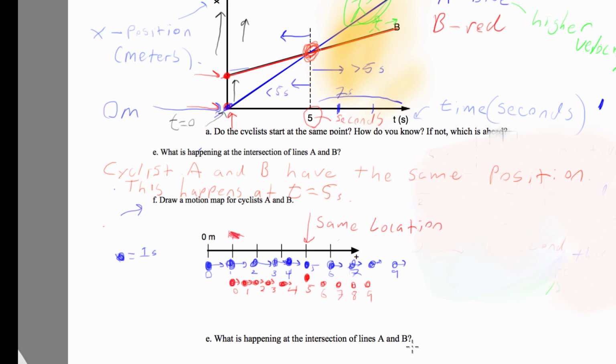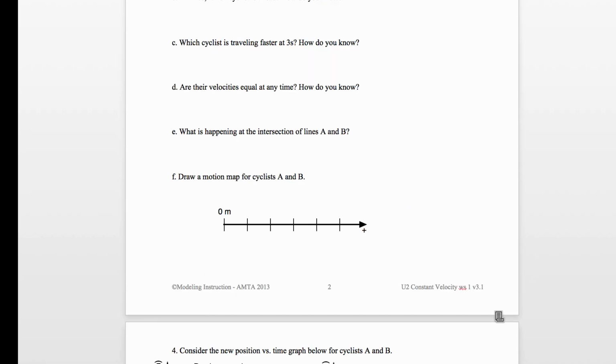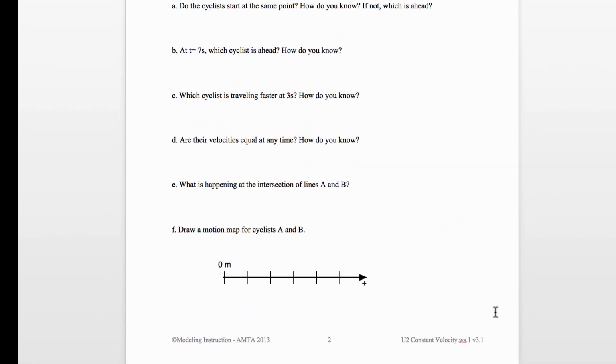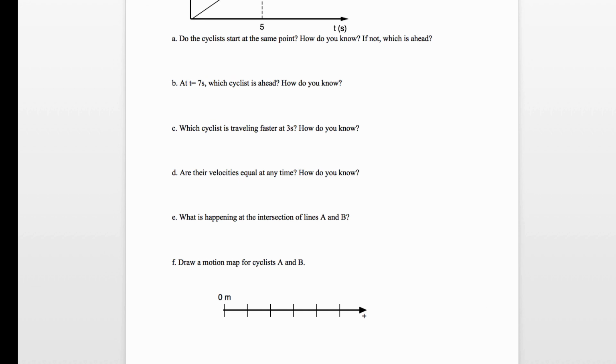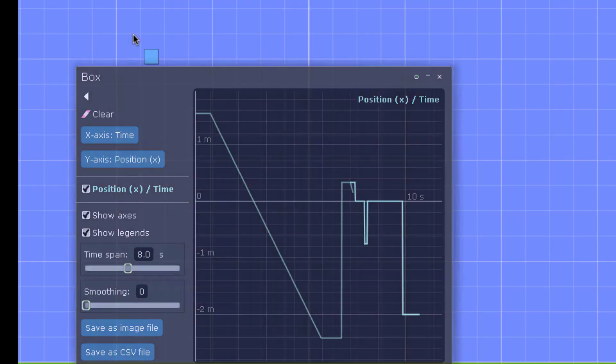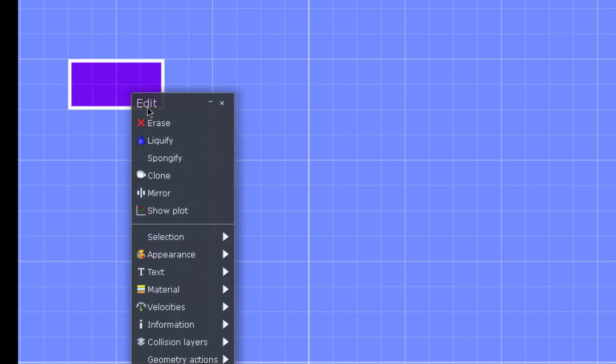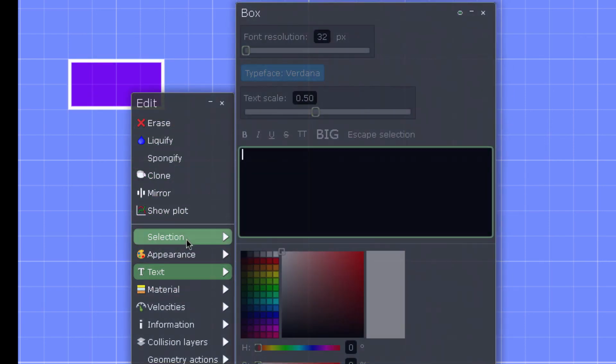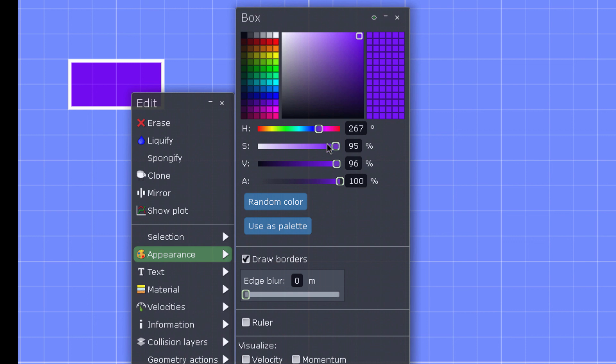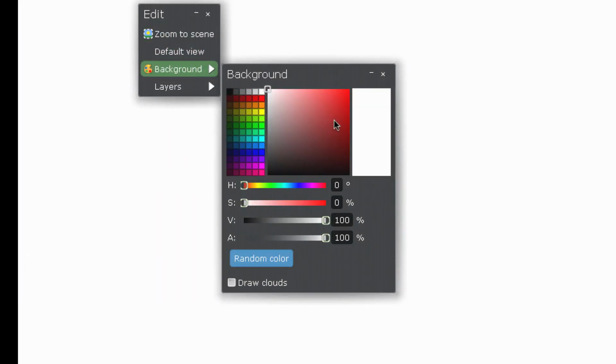We already discussed this. What is happening at the intersection of lines A and B? We already did that. So I think that ends this page. I'm going to go to Algodoo and create this. I'm going to delete this. I'm going to create a cyclist A. So I'm going to create this and change its color to blue. Actually, I'm going to open a new scene to make this black and white, because that'll be nice.